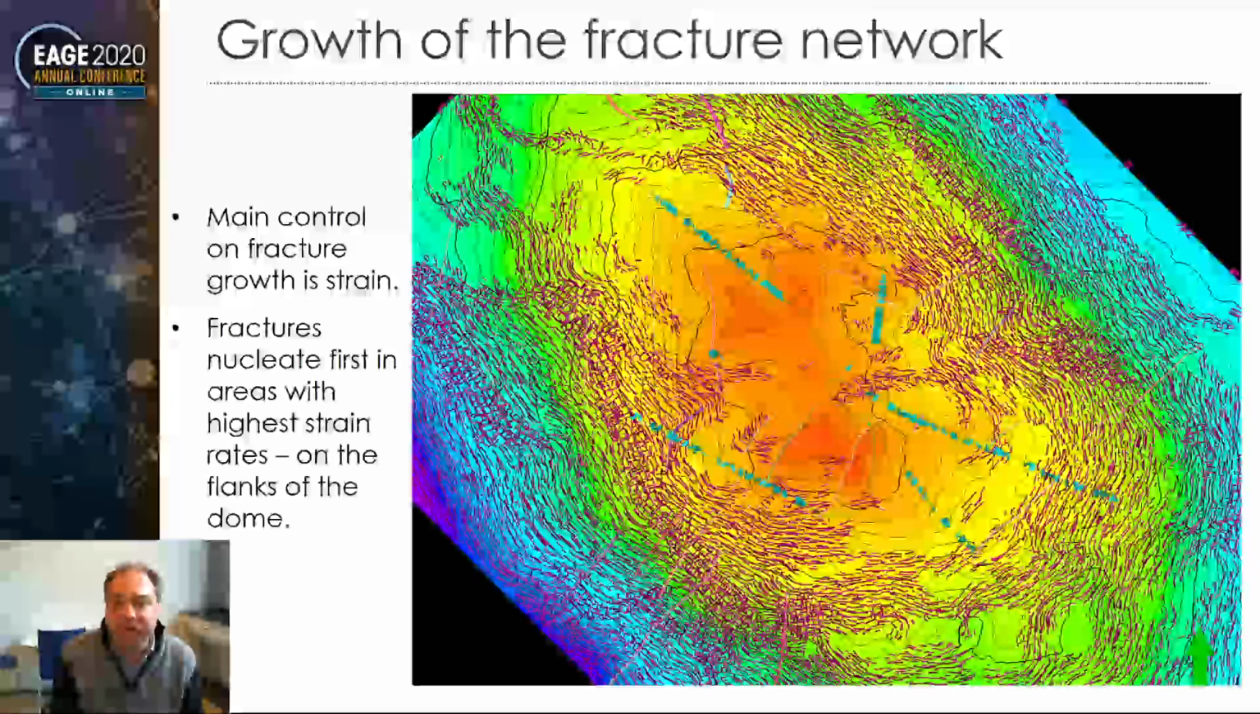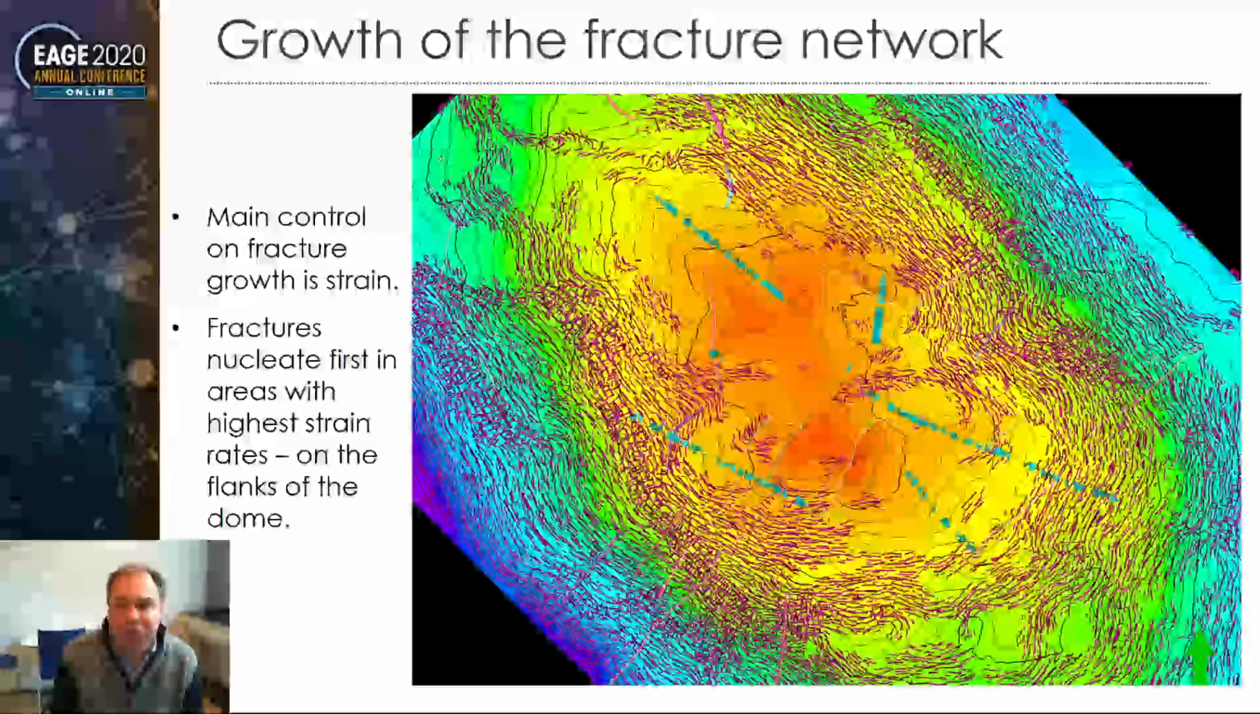Now we can use this strain field to generate a fracture model, and the advantage of simulating the growth of the fracture network is that we can see how the fracture network develops through time. So, for example, in the early stages of the growth of the fracture network resulting from the flexural doming related strain, we see fractures develop first of all around the flanks of the pillow, and we see the orientation of the fractures following the contours of the dome.